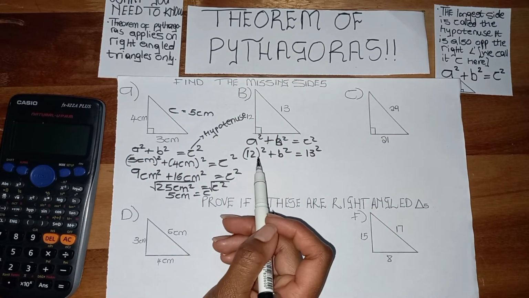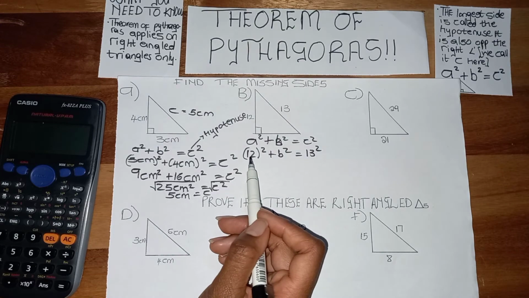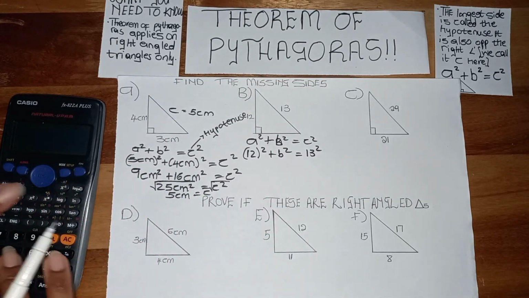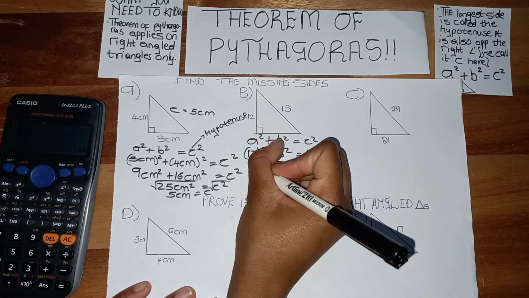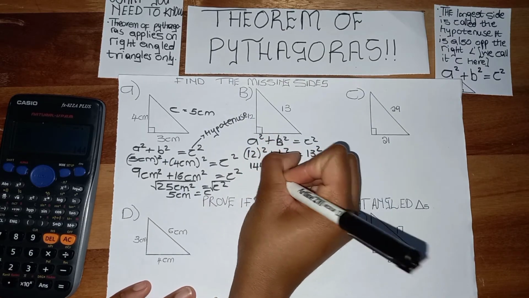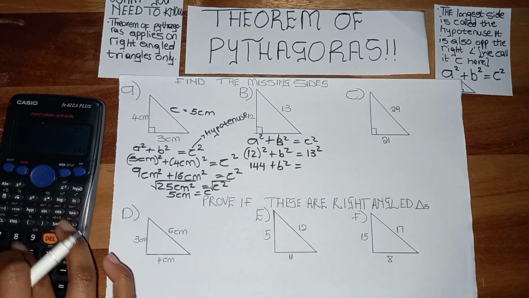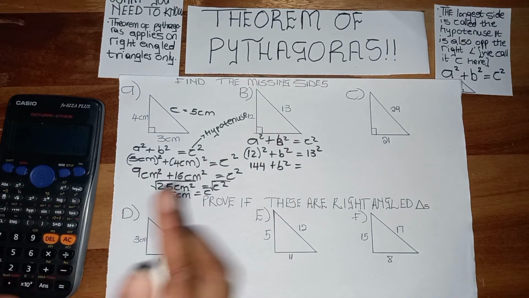Now you're going to calculate your squared numbers, the values. So 12 squared equals 144, plus b squared equals, I think it's 169.